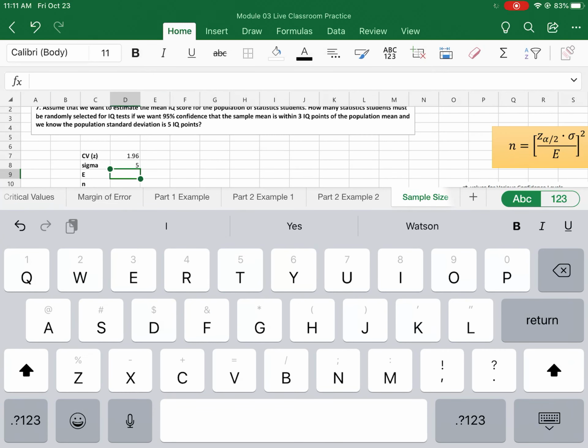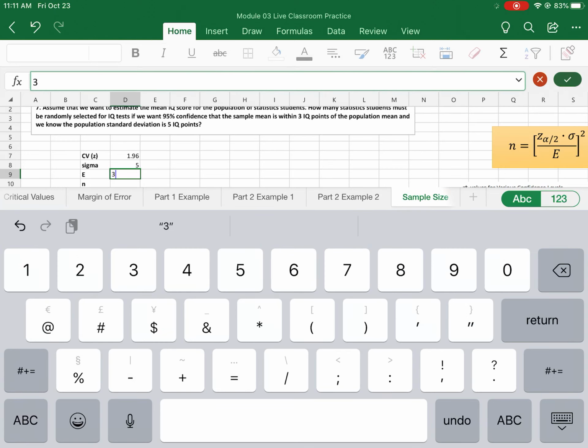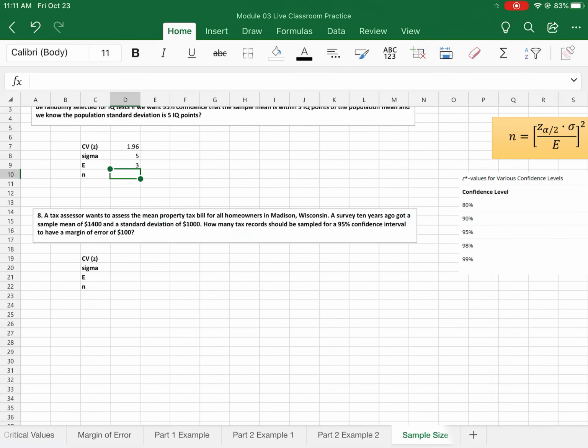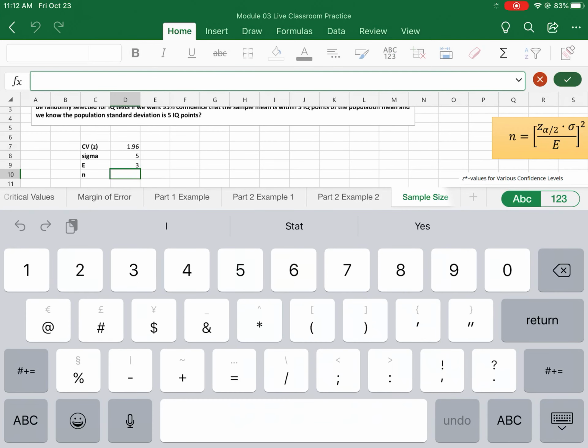Okay, my margin of error. So here it tells us that we want the sample mean within 3 IQ points of the population mean. So that tells me my margin of error. Okay, and now we can go ahead and find our sample size. So again, I'm using this equation right over here to the right. So now let's type it in.